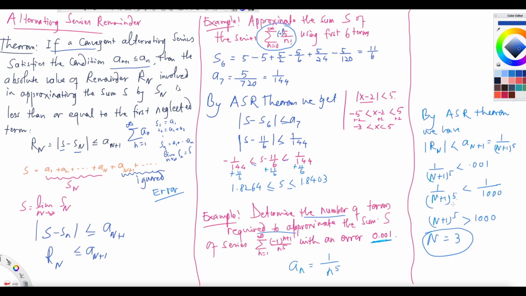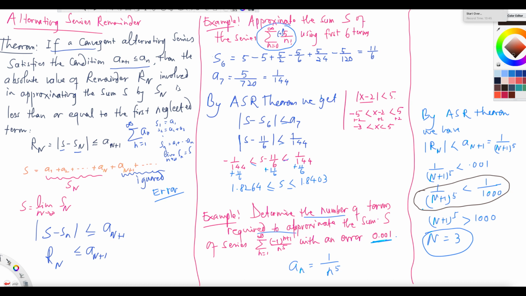Basically, after you find this inequality, you just try different values of n that satisfy the inequality. So this is how we use the remainder of the alternating series test.